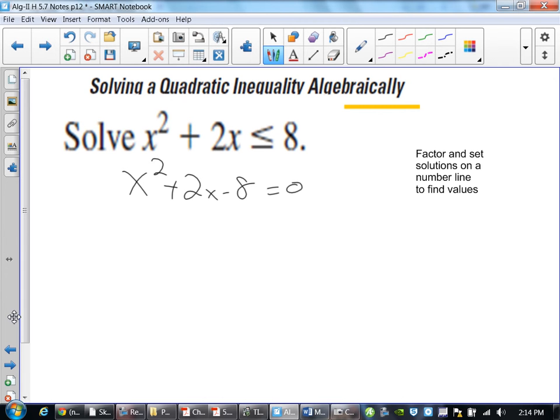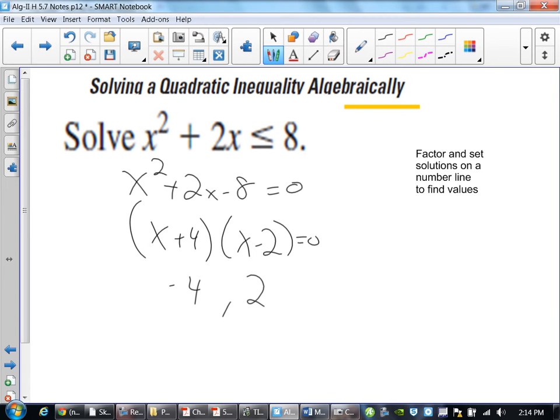What times what is negative 8? 4. Okay. So we have x plus 4, x minus 2. Now, if I'm finding my zeros, that means it's giving me zeros at negative 4 and positive 2. You okay with that?